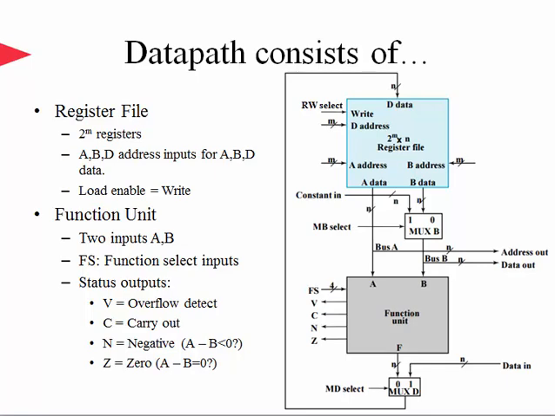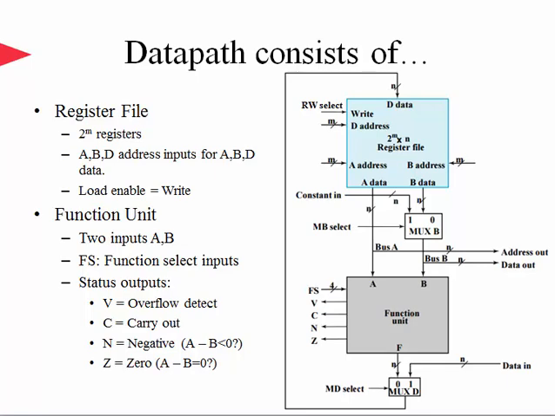The function unit has 2 inputs, A and B. The FS input is the function select input. There are 4 status bits, V for overflow detect, C for carry out, N for negative, and Z for zero indicators. If A is less than B, then N becomes 1, indicating A is less than B. If A and B are equal, then the Z status bit shall return 1.